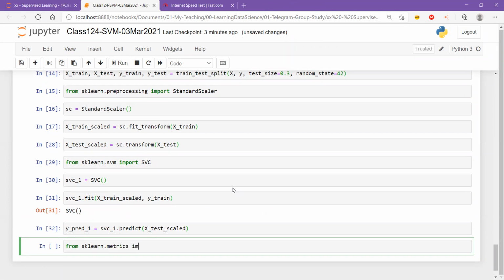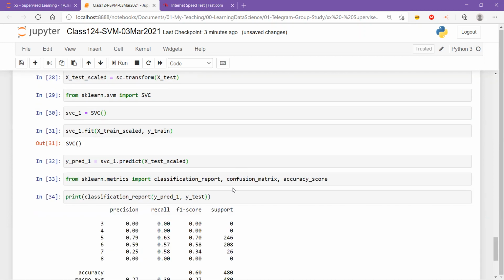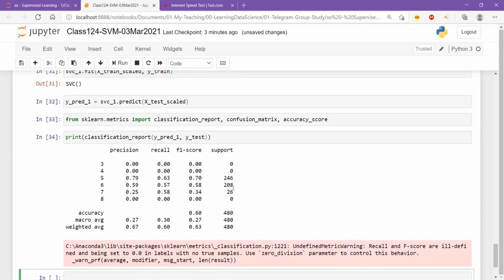From sklearn.metrics, import classification_report, confusion_matrix, accuracy_score. And here I'm going to say print classification_report, y_pred1, y_test. Now the problem here is we don't have a very good model. The reason is that out of the box SVC, because of class imbalance, has a lot of problems. So we really don't have a very good model over here. We need to improve that.